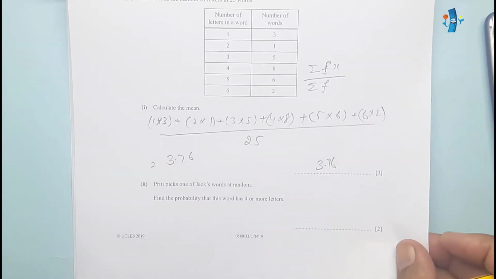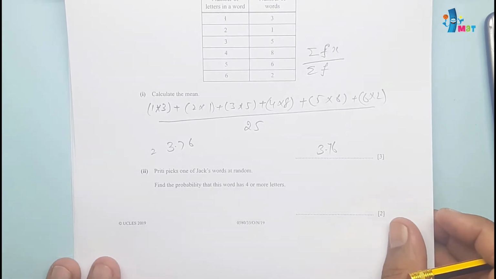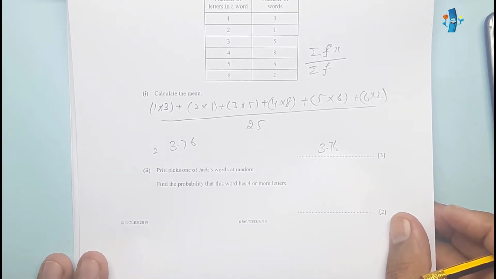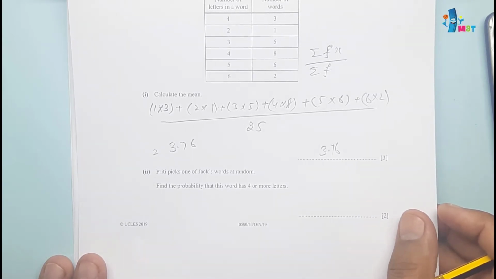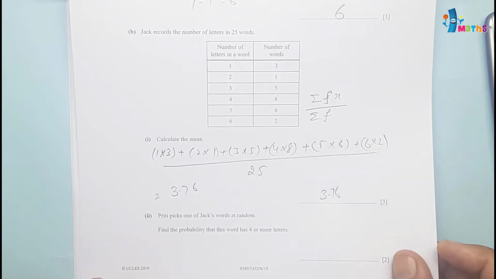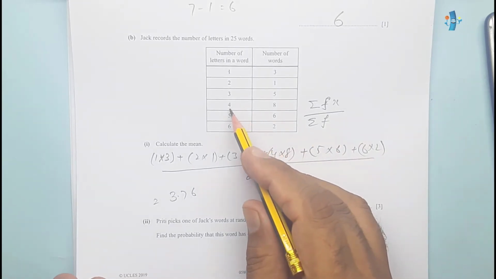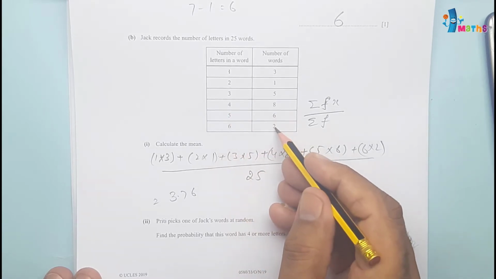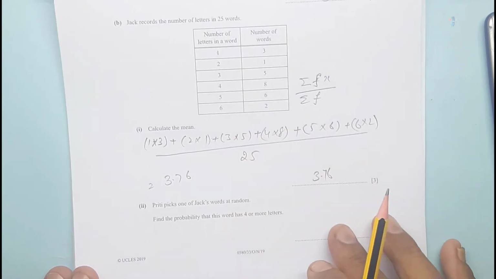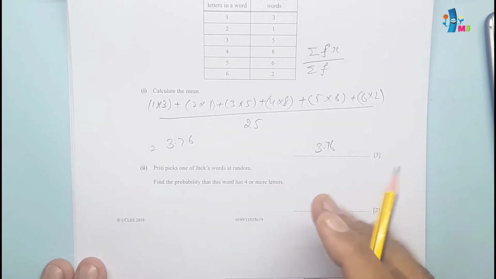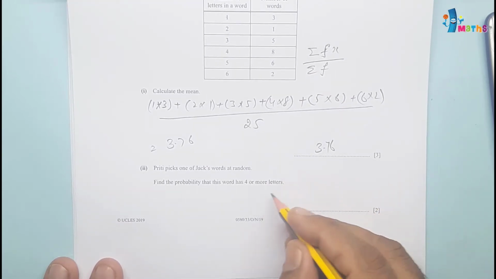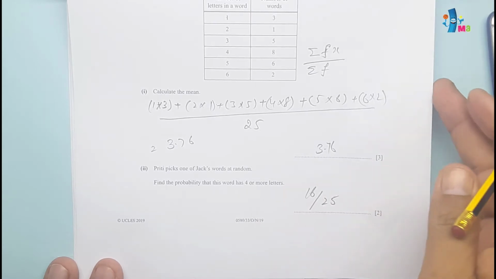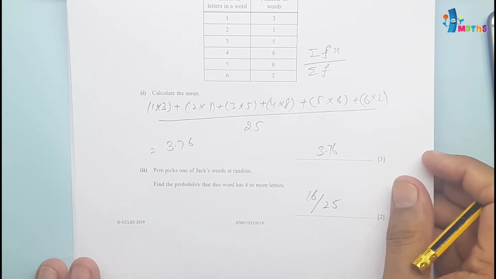Then Preeti picks one of Jack's words at random. Find the probability that this word has 4 or more letters. So how many words have 4 or more letters? If we check, this is 8 plus 2, 10, 10 plus 6, 16. So there are 16 with 4 or more letters. So it will be 16 divided by the total number of words, which is 25.